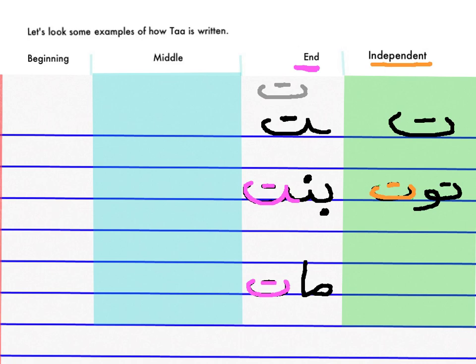When Ta is in the middle position, it's written like this. A good example is the word shita, which means winter. At the beginning of the word, Ta is written like this. A good example is the word teen, which means fig.